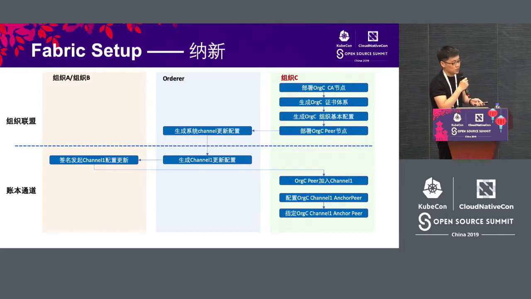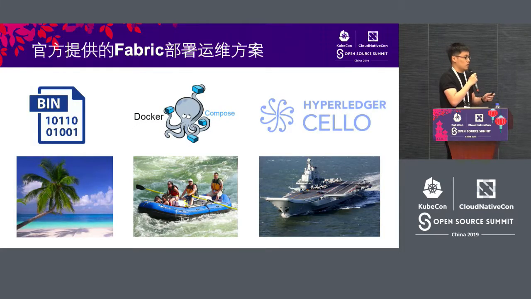Orderer is also taking organization C's credential document and creating an update transaction, which needs to be signed by admins of org A and org B, and then sent to orderer to create this transaction. And then in that, it will include the configuration of org C. And then org C will be able to start with the transaction.